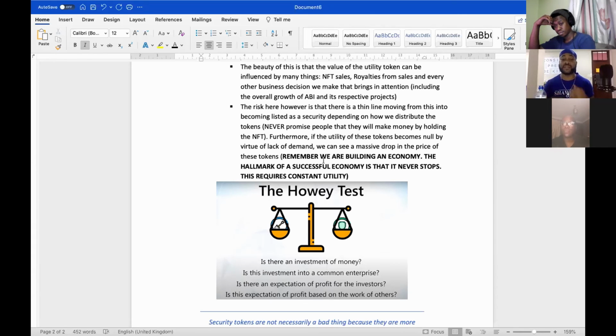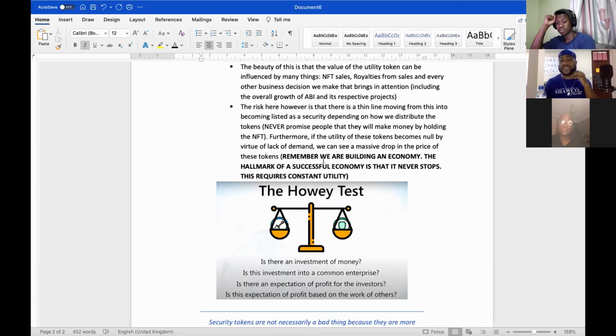which speaks to the 4th point: is there an expectation of profit based off of the work of others? Their profit is going to be dependent solely on how much they work, not us. You know what I mean? So they're not sitting there waiting for the developers to come and do something new or anything like that. We've put it out there that if you want to be able to benefit off of these things, you need to work for it. That changes the conversation about whether or not it's a security.